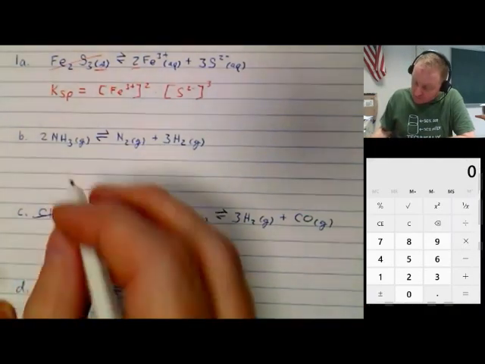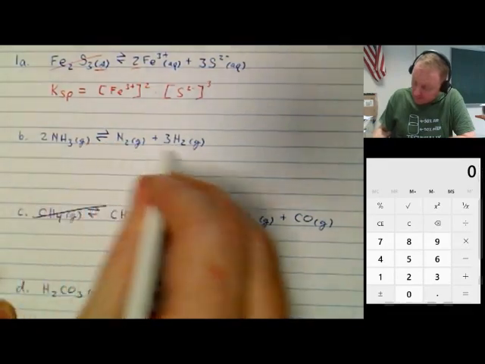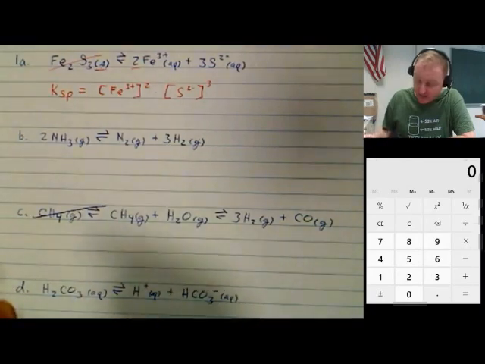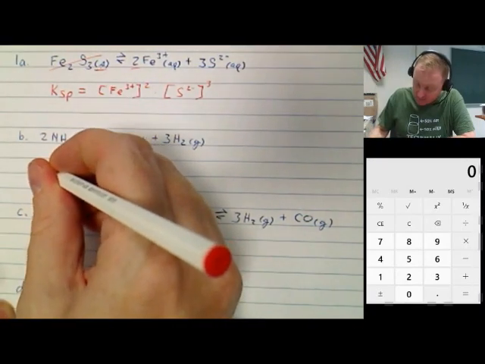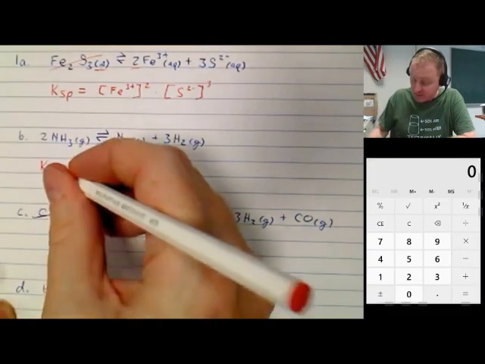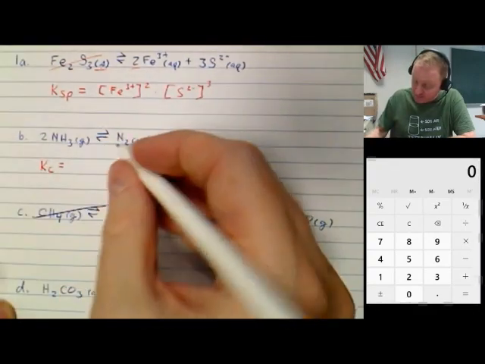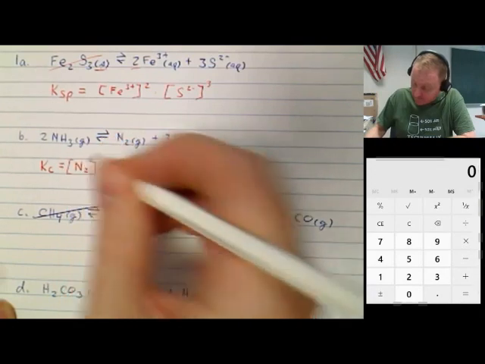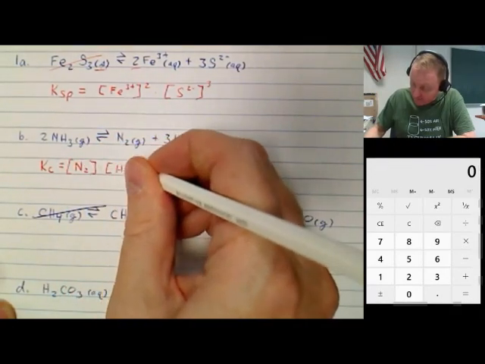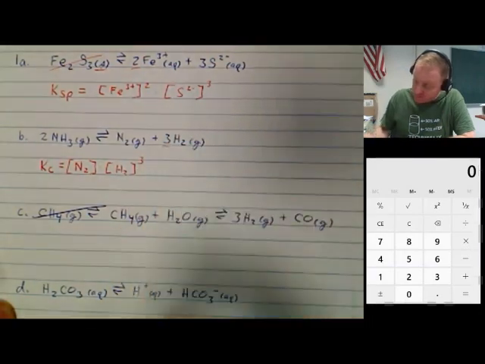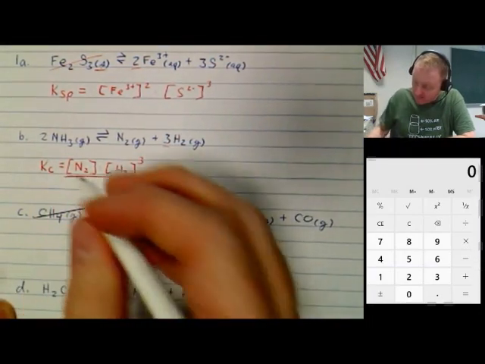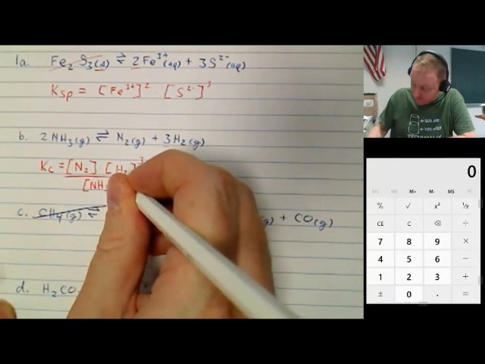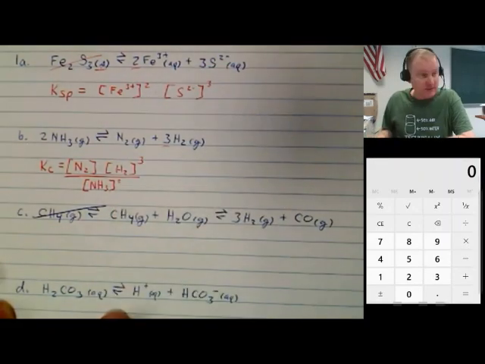For B, we have all these, there's really nothing special. It's not a Ka, Kb, KSP. So we can use the generic KC for this, the concentrations of this. The concentrations of this would be nitrogen times hydrogen cubed, because there's a 3 there, divided by ammonia squared. That's one way we can do it.